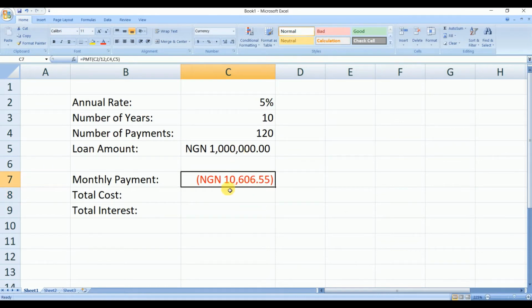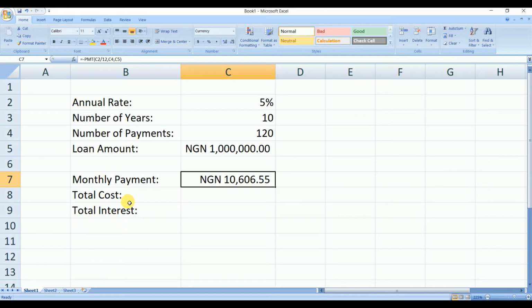So the system tells us that the value of a monthly payment will be 10,606 Naira 55 kobo. So what I'm going to do is to remove the brackets. I'll come over here and put minus before that and press OK. So the system now shows it the way it should be. So now this is what we're going to pay every month.